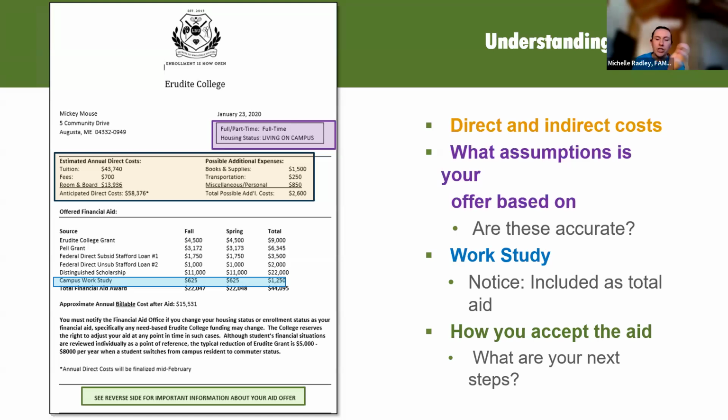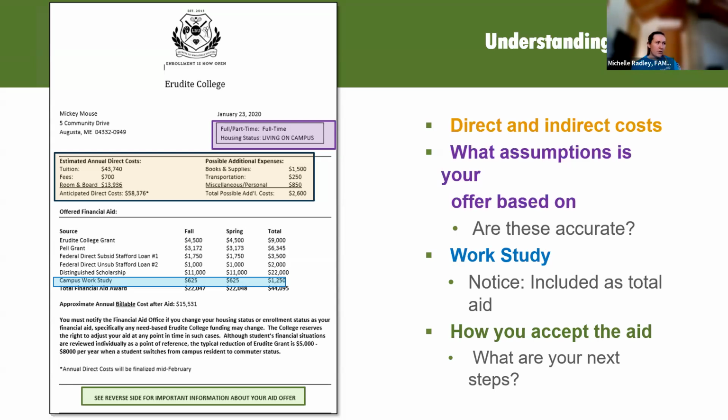So they break out the tuition and fees separately, where the last one, it was just tuition and fees. They also have the housing and food or the room and board listed on there. But again, these are all based on assumptions that the student is going full-time and that they're living on campus. So just make sure that's correct.